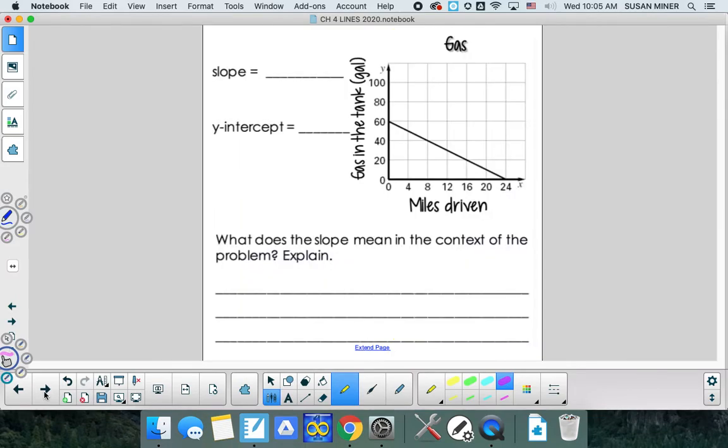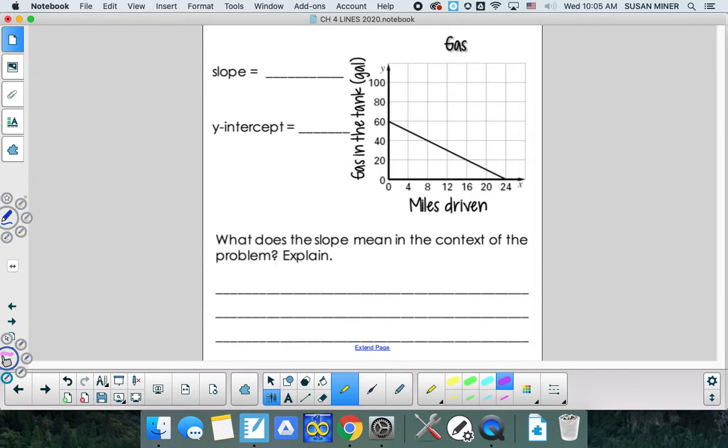Okay, so now let's take a look at an actual graph that's talking about something. Be careful about our scale here. Each box here represents a value of 4 every time. Each box on this side represents a value of 20 every time. So we want to make sure that when we count our slope and our y-intercept, we look at our scale and know what we're counting by every time.